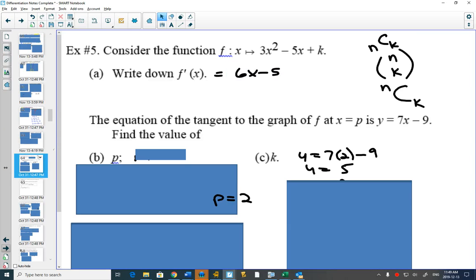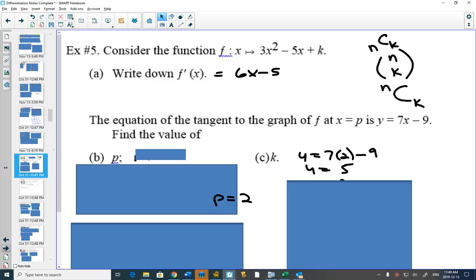Okay, write down f prime of x. Well, when you do the derivative, the k just disappears, because the derivative of a constant is 0. Okay? Now, the equation of the tangent to the graph of f at x equals p is 7x minus 9.